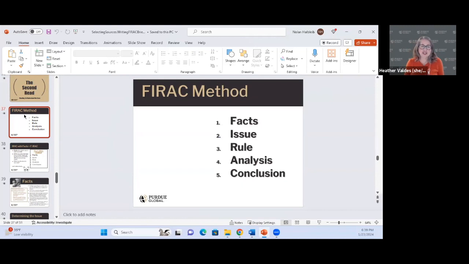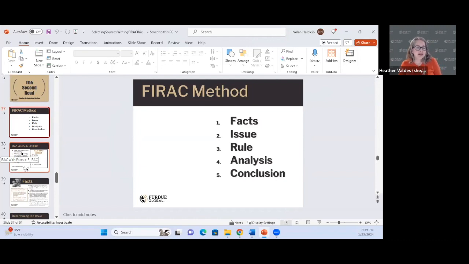After you finish that second read, we move into our third read, and that's when we brief the case. Tonight, we're going to talk about the FERAC method of briefing. This is where you break down the court's opinion into the FERAC headings: the facts, the issue, the rule, the analysis, and the conclusion.